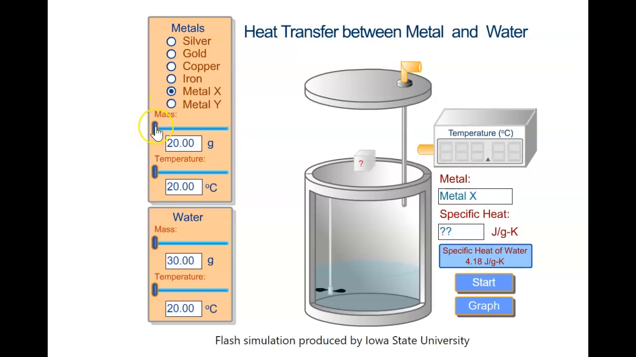So there we have hit 26.01. Okay, that's 100 degrees Celsius for 20 grams of sample X. Now I'm going to change the mass. So we're going to go with 50 grams of the sample.